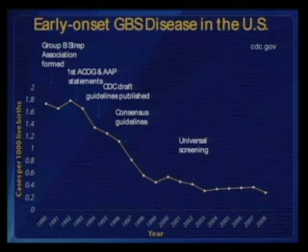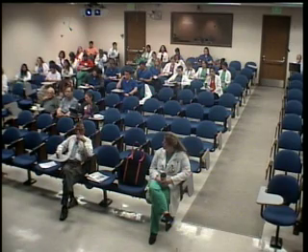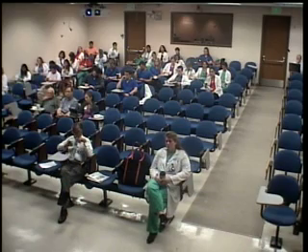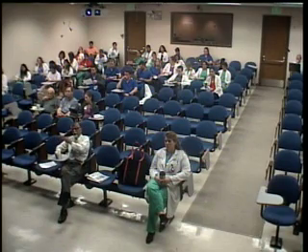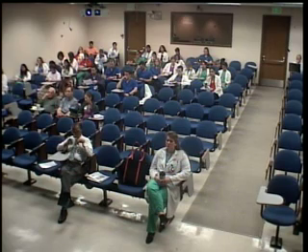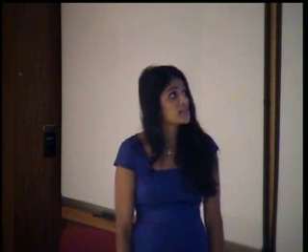You may want to define what is early onset, what is late onset. These are arbitrary. So early onset is in the first 7 days of life. Late onset is 7 days to 90 days, and then late late onset is after 90 days. So we're not talking about late onset today, but we'll talk a little bit about late onset and also early onset.